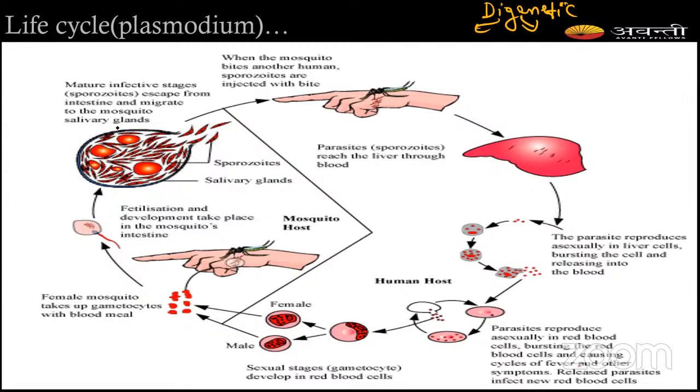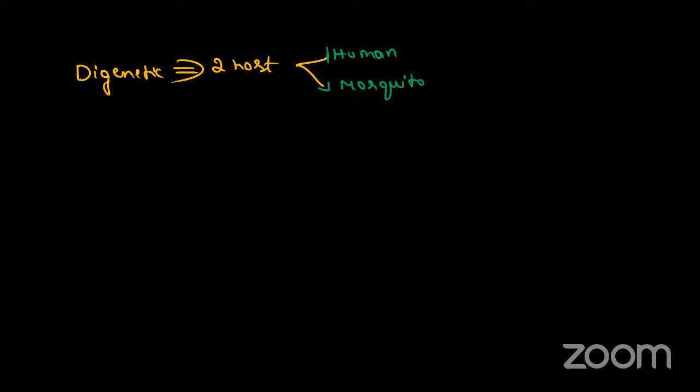Okay, 1 minute. I will tell you here. So it is called digenetic. Why do we call it digenetic? Because it depends on two hosts. Okay, which are those two hosts, students? See here, one is the human and another one is the mosquito, right? That's why we call it digenetic. Okay, monogenic means it depends on only one host.